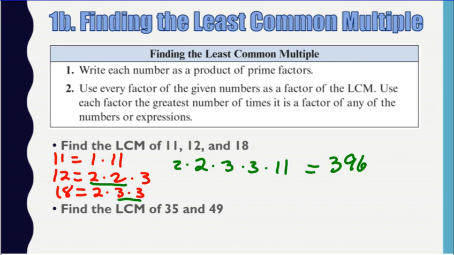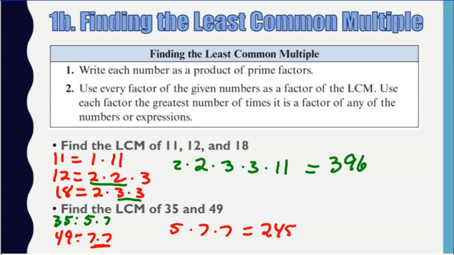The next one, find the least common multiple of 35 and 49. Again, let's break down 35 with prime numbers. That's 5 times 7. And 49, that's 7 times 7. So I have 5's only being used once, and I have 7's, which the most times it's being used is twice. So I multiply those together, so 5 times 49 gives us 245. So the least common multiple of 35 and 49 is 245.